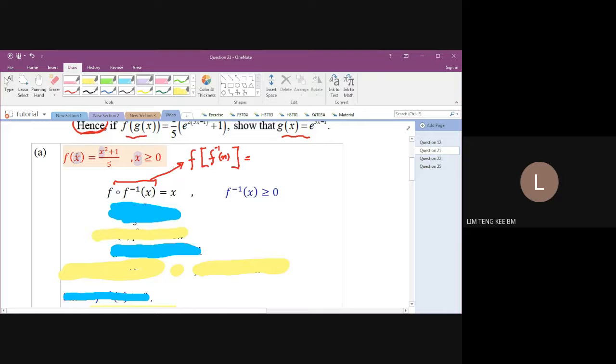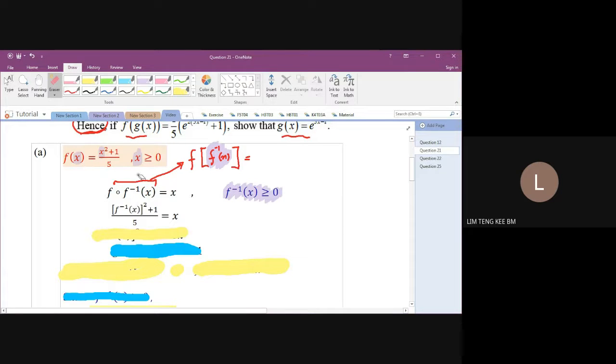Where f(x), the x comes with the condition of greater than or equal to 0. So when I have the case of f inverse inside the bracket, I will have the inverse with the condition greater than or equal to 0. And this condition here is very important to take note of, to help us decide the correct answer for your inverse. Go on.